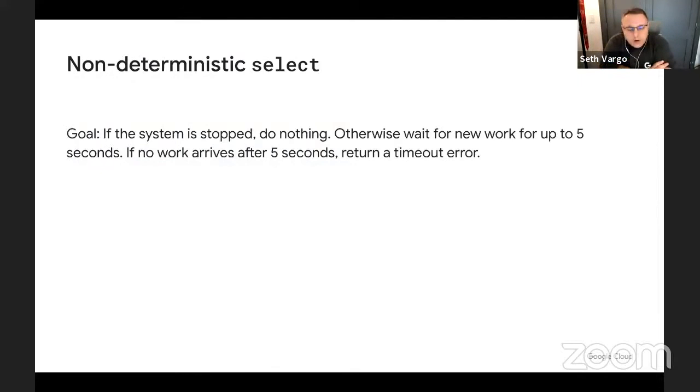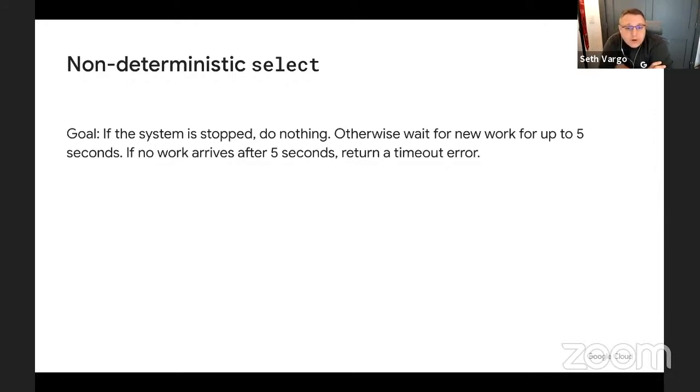Another area where we got bit, where Go is behaving as intended, but we made the wrong assumption, is with non-deterministic select statements. So let's take a use case like the following. If my system is stopped, do nothing. Otherwise, wait for a new worker or new work for up to 5 seconds. And if no work arrives after 5 seconds, return a timeout error.